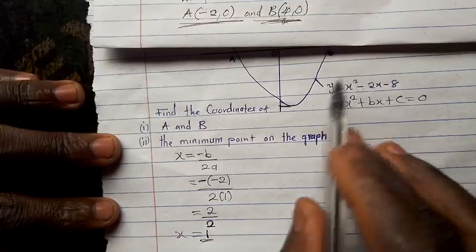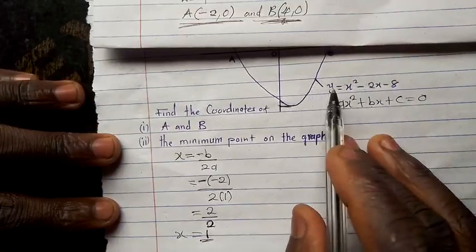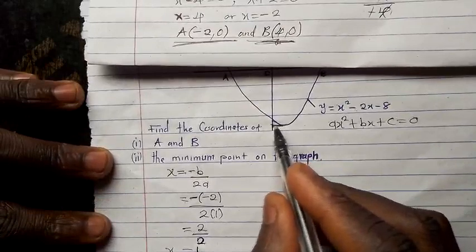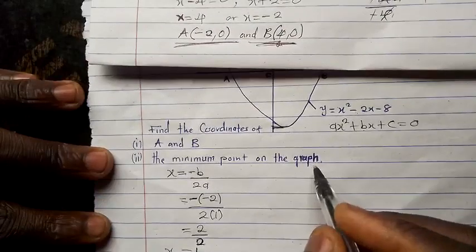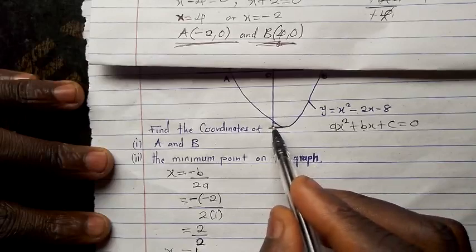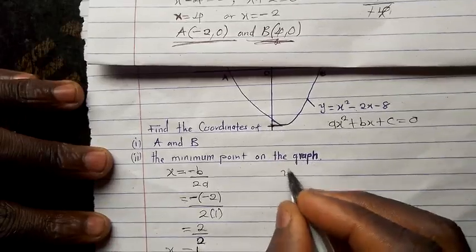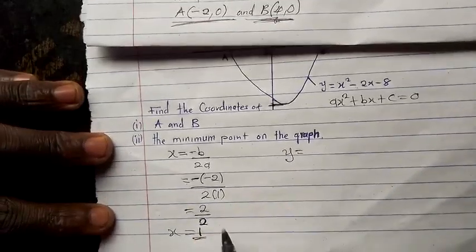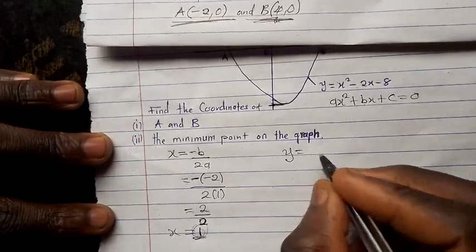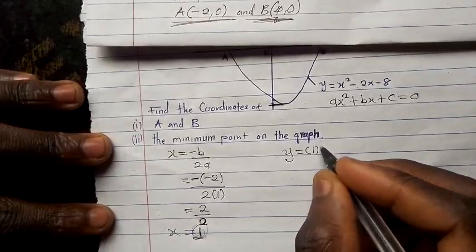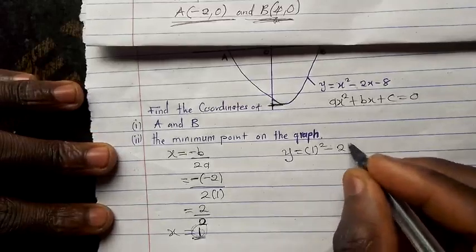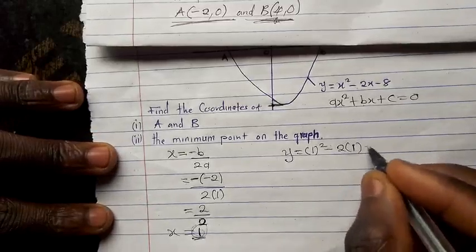So now for me to find the minimum point on the graph, I'm going to use the same equation. Okay, so since here I'm finding the minimum point on the graph, it's more like I'm finding the value of y here. Okay, so I'm going to say y is equal to, where there is x, I'm going to put 1. So is equal to, open bracket, 1 to the power 2 minus 2 open bracket 1 minus 8.